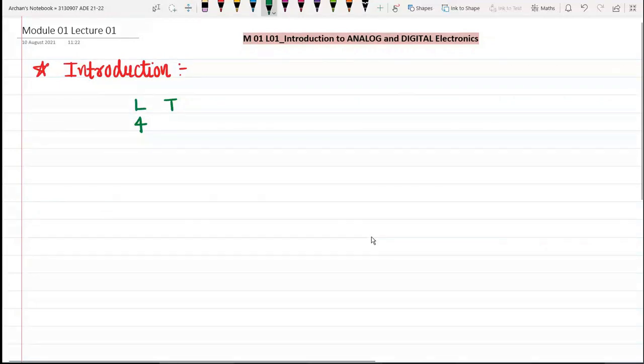Okay, so talking about the tutorial, we will have 0 tutorials, and if we talk about the practicals, 2 hours per week of practicals are there, and the total credit offered by the Gujarat Technological University is 5 for this particular subject.